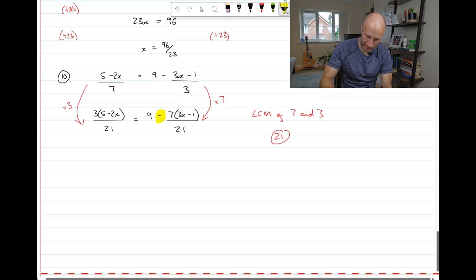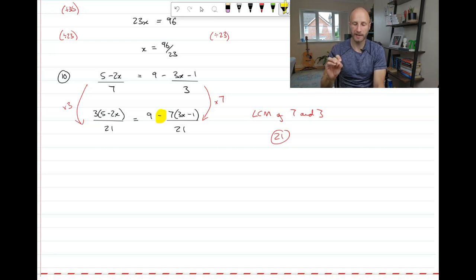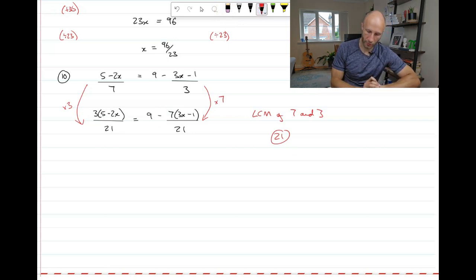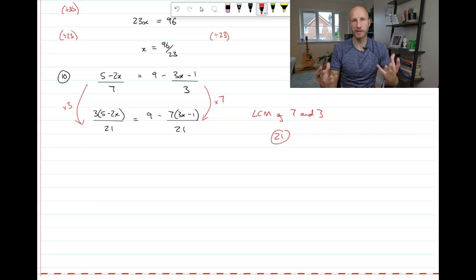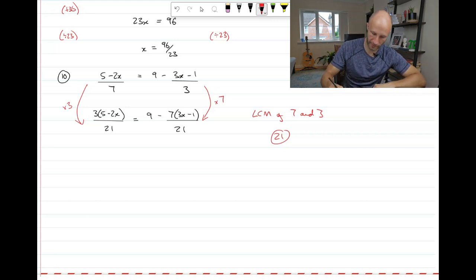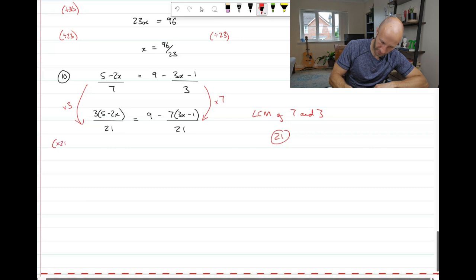So that negative sign is going to sit there. It's really important that it just sits there. When I times the top by 7, I'm going to get 7 lots of 3x minus 1. That negative sign is still going to sit there. I'm going to talk about how to deal with it later in this question. So once I've done this, I've got the same denominator, that 21 on the bottom of both. I know if I times by 21, it's going to clear both these fractions. So I'm going to times both sides by 21.